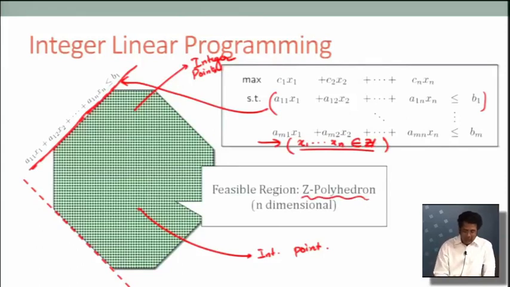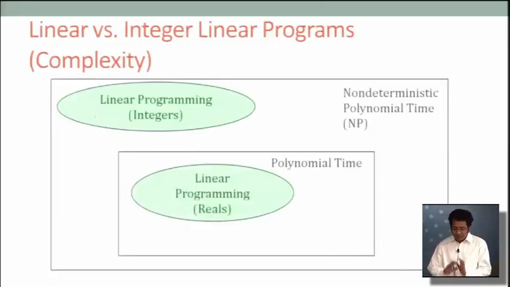It's not the entire green region. It's the black dots that are inside the green region. And that's a very important observation. It changes everything when you go from real linear program to integer linear program. So to recap what changes, and we will look at this in great detail as this class progresses, just to give you a quick recap of what changes.